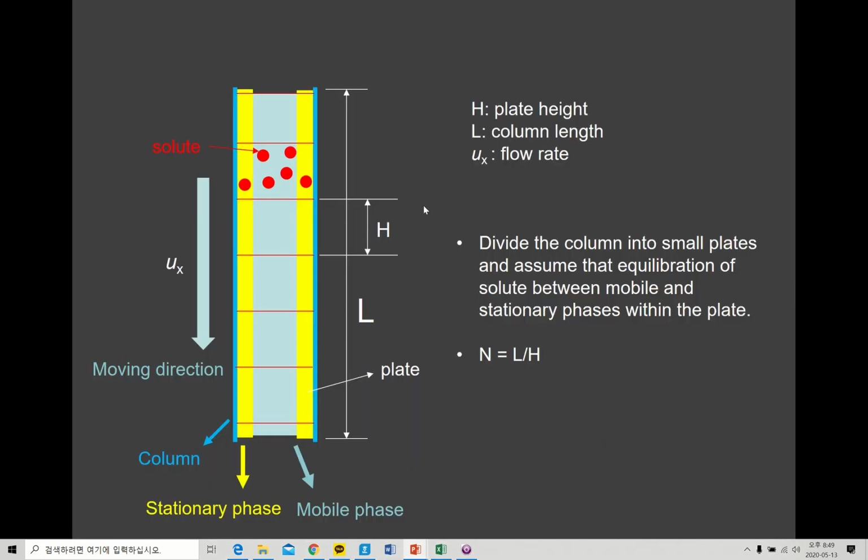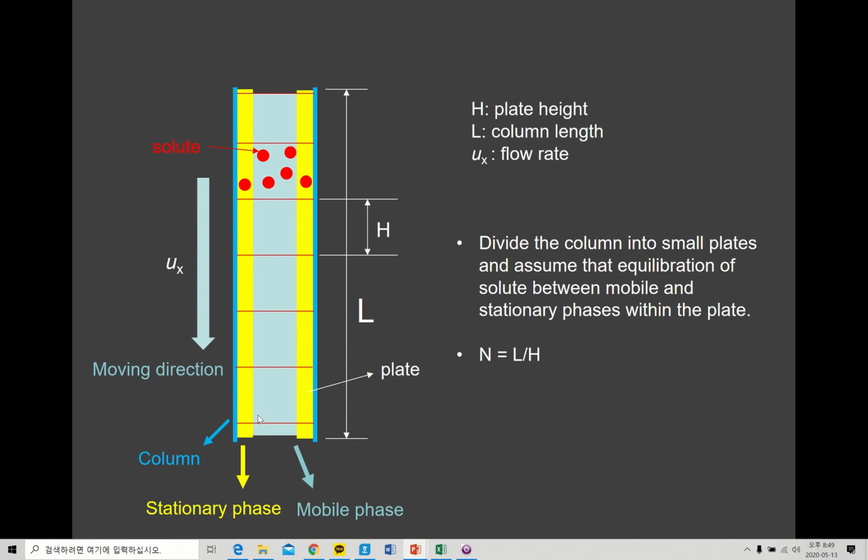I made this figure by myself. Isn't it wonderful? Here is the chromatographic column. This blue one is an open tubular column, right? And here this yellow one is the stationary phase. This is the chromatographic column.